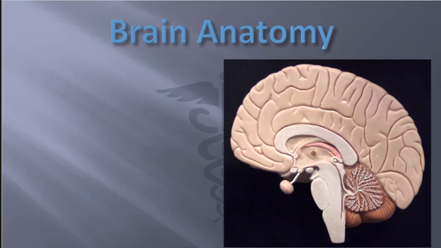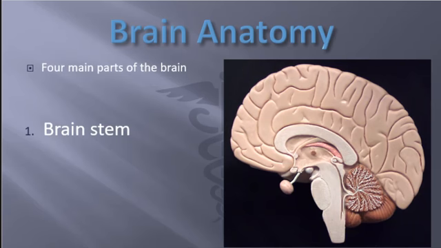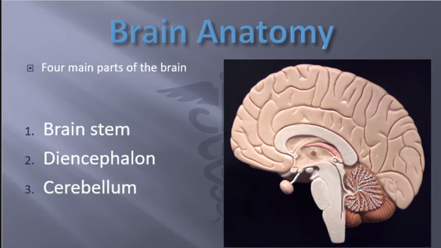In your first top box there, put a line down the middle. You're going to write down the 4 main parts of the brain on the left. And on the right, you're going to try to draw what you see on the screen right here. All right? So there are 4 main parts of the brain. One is called the brain stem. 2 is the diencephalon. Di meaning 2, encephalon meaning having to do with the brain. 3 is the cerebellum, and 4 is the cerebrum.